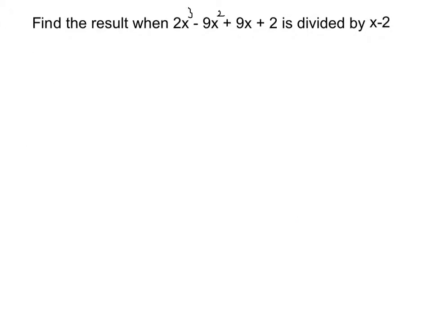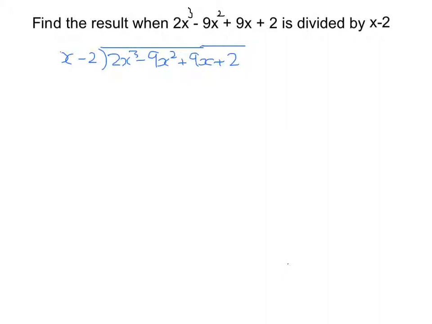Find the result when the polynomial 2x cubed take away 9x squared plus 9x plus 2 is divided by x minus 2. So we need to set up a long division here. Just extend that across a bit more, that's better. So we have x minus 2 divided into 2x cubed take 9x squared plus 9x plus 2.